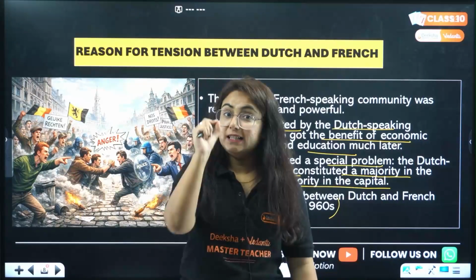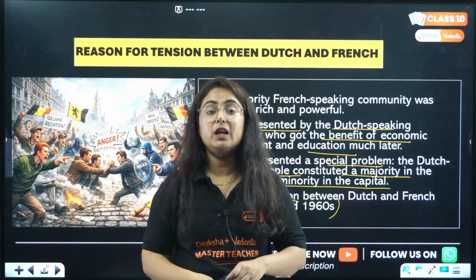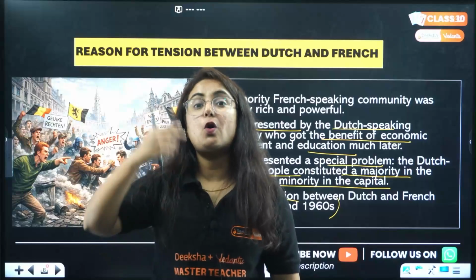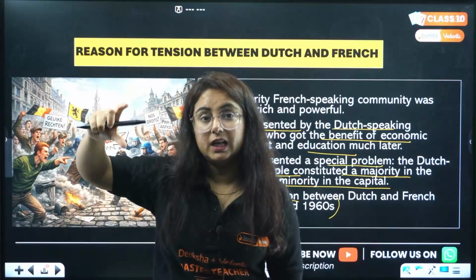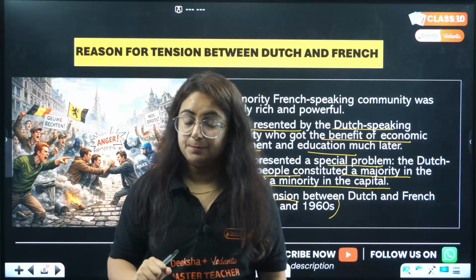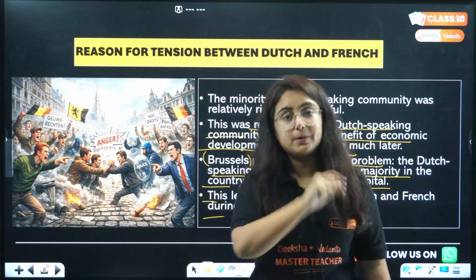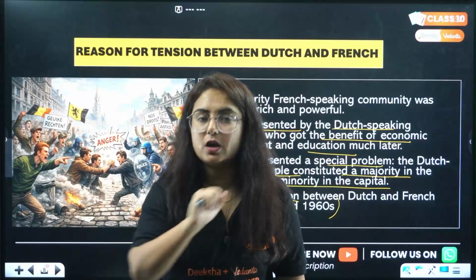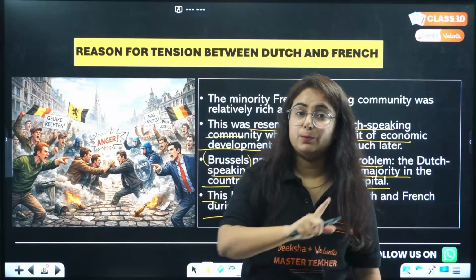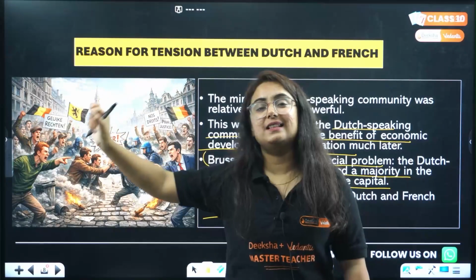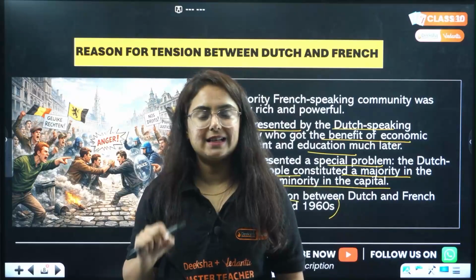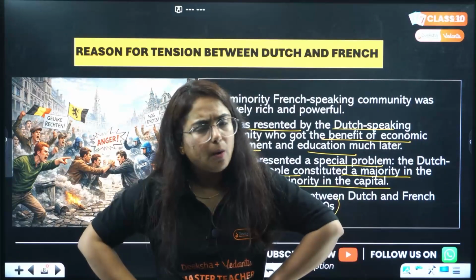Then the next important topic from this chapter: what is the ethnic population of Belgium? We have seen that, right? It is very complex or diverse. In the Flemish region lives 59% of the total population that speaks the language Dutch. In the Wallonia region lives 40% of the total population that speaks the language French. 1% people speak the language German. However, in the capital city Brussels, 80% of the people speak the language French and 20% of the people speak the language what? Dutch. So what is the problem in Belgium?